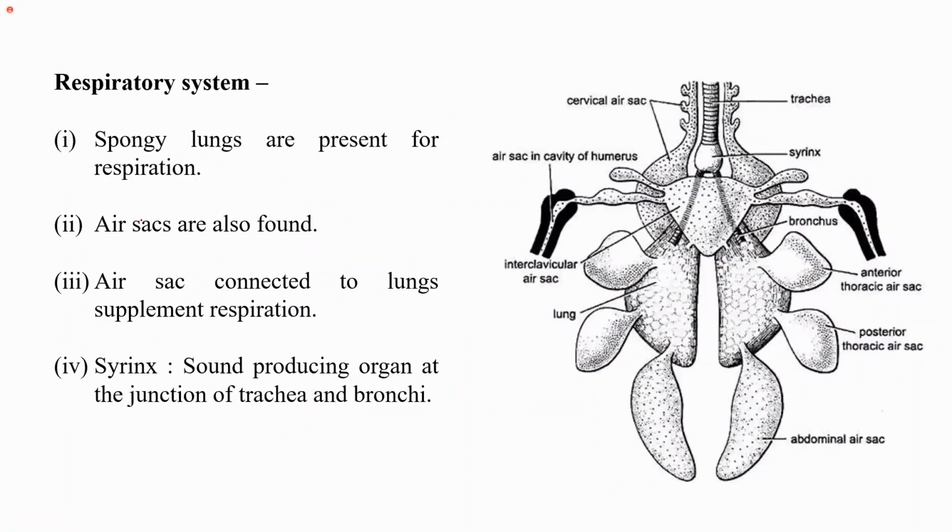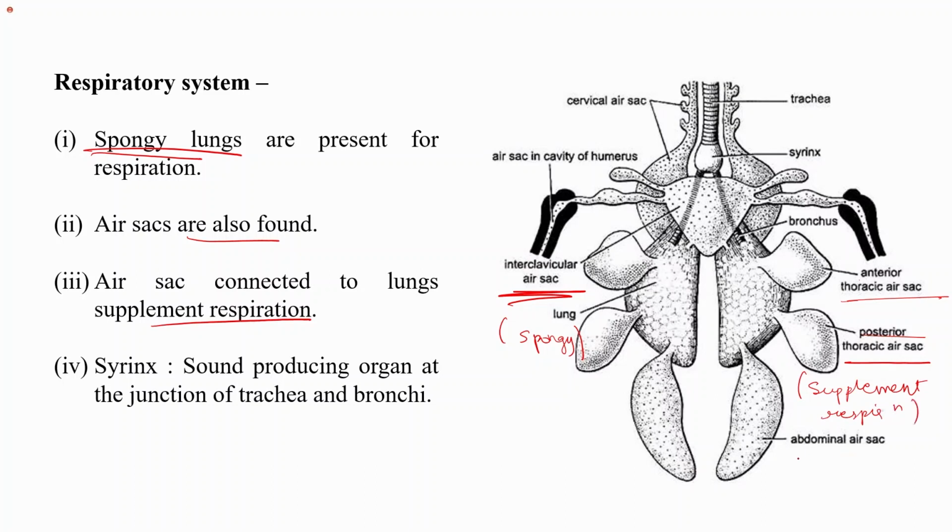Then the respiratory system. They have spongy lungs, which also help in better respiration during the time of flight. Air sacs are also found. So they have air sac, which is the cavity. Air sacs connected to the lung supplement the respiration. You can see here examples like anterior thoracic air sac, posterior thoracic air sac. These supplement the respiration. Abdominal air sac, etc. are present.